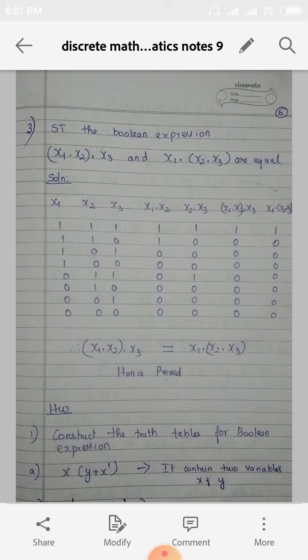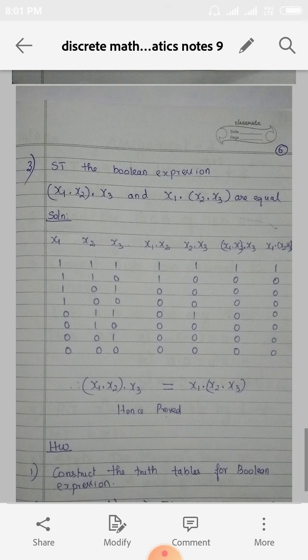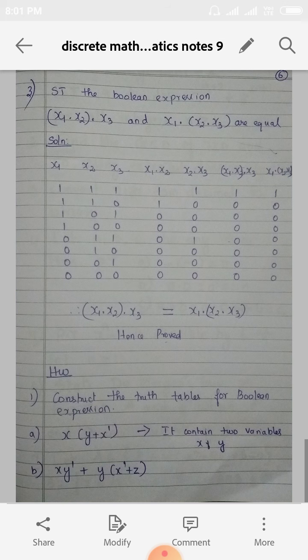First find x1 into x2 and then find x2 into x3. The next column, x1 into x2 into x3. The next column, x1 into x2 into x3. And just check the last two columns. See, the last two columns are equal. Therefore, x1 into x2 into x3 is equal to x1 dot x2 dot x3.